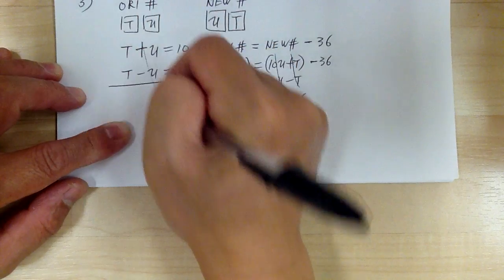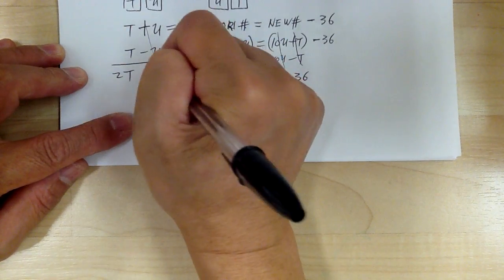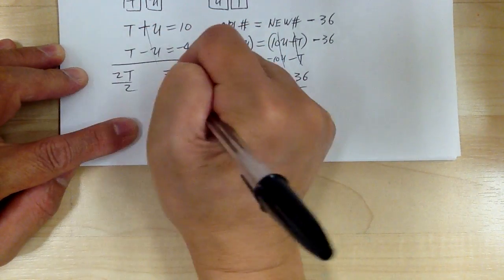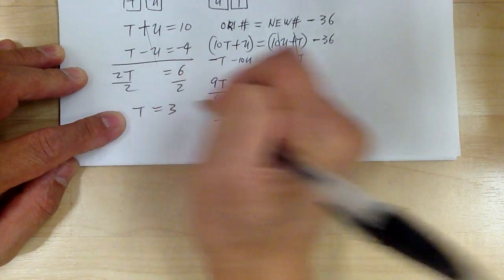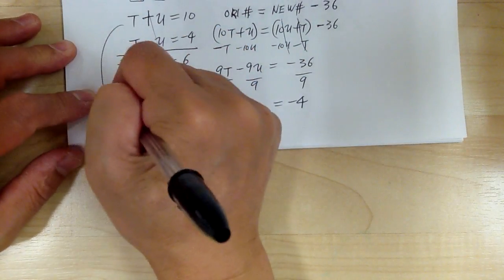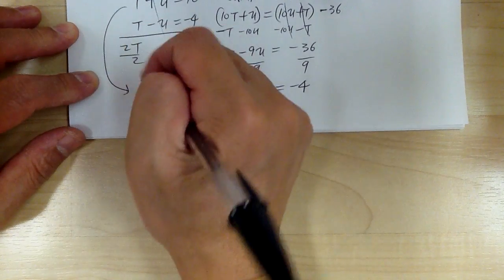So when you add, this cancels out. So you got 2t equal to 6. So divide by 2, divide by 2. So t equal to 3. And so from here, when t equal to 3, you can solve for u.